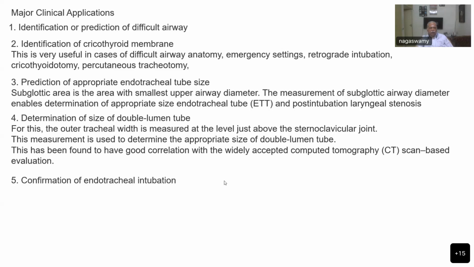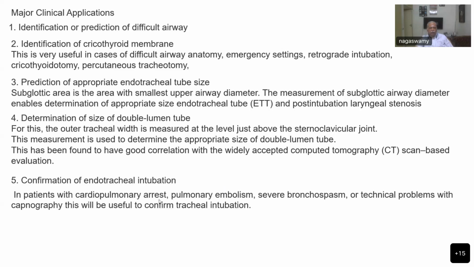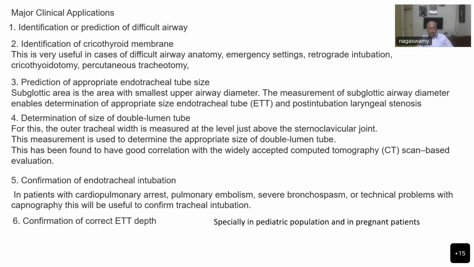And confirmation of endotracheal intubation in patients with cardiopulmonary arrest, especially who are not breathing, or with pulmonary embolism, severe bronchospasm, or technical problems with capnography, will be useful to confirm tracheal intubation. Whenever capnography, which is the gold standard, cannot be used for confirmation of the ET tube, ultrasound gives a fairly helpful hand. And confirmation of correct ET tube depth, especially in the pediatric population and in pregnant women. Endobronchial intubation is very common if you are very enthusiastic in passing the tube into the trachea.